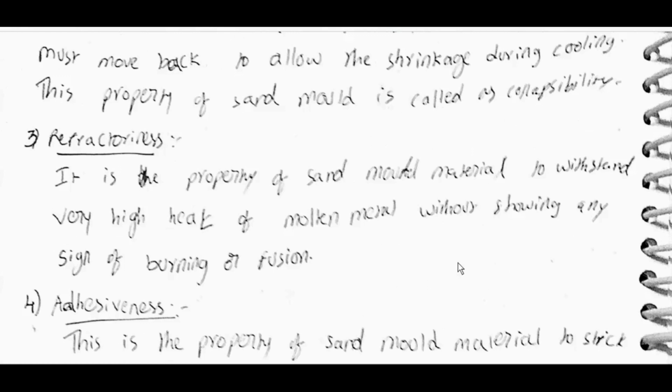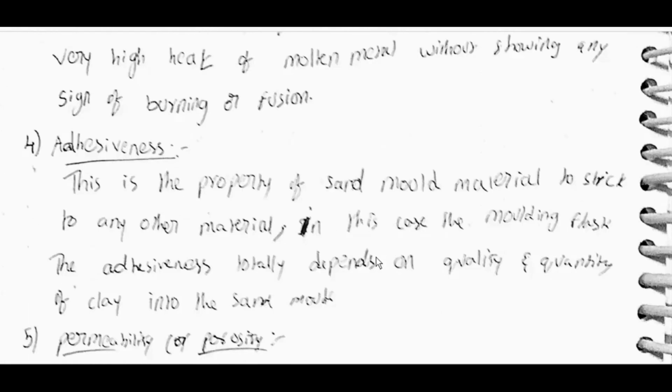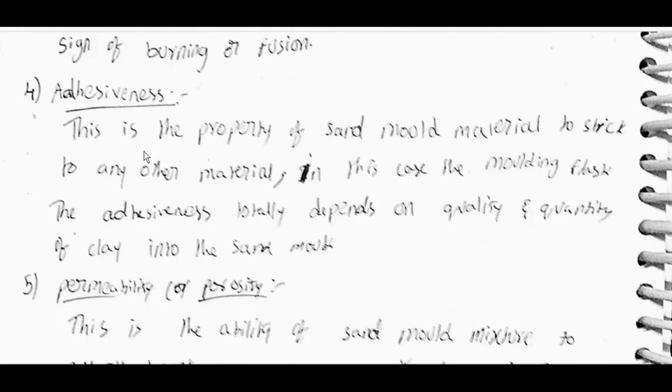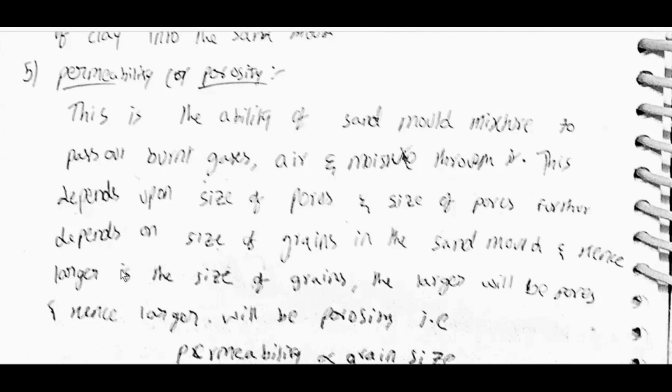Refractoriness: it is a property of sand material to withstand the very high temperature of molten metal without showing any signs of burning or fusion. Adhesiveness: this is the property of sand mold material to stick to any other material, in this case the molding flask. The adhesiveness totally depends on the quality and quantity of clay in the sand mold.